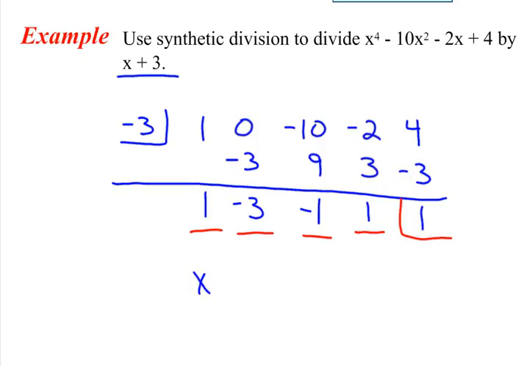We have 1x cubed minus 3x squared minus 1x plus 1 as a constant. And we take our remainder, and just like in long division, we take our remainder and we put it over our linear factor, x plus 3.